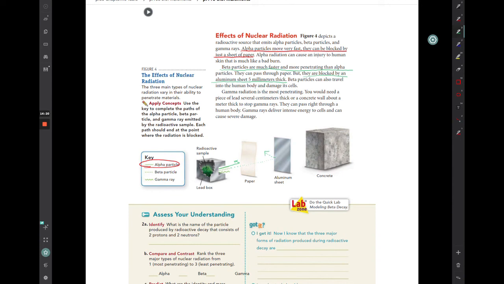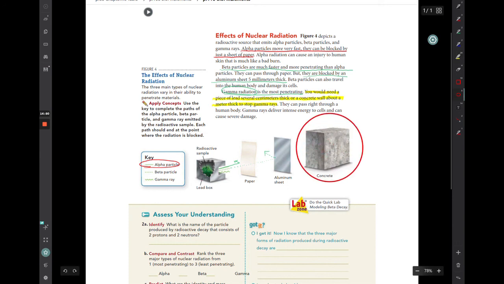Gamma radiation that we just talked about on the last page, however, is the most penetrating. Back when we talked about the electromagnetic spectrum, it's way, way down on the end of the electromagnetic spectrum. This is kind of interesting. You would need a piece of lead several centimeters thick or a concrete wall about 1 meter thick to stop gamma rays. So that means you would need a concrete wall about 3 feet thick in order to stop the gamma rays. They deliver very intense energy to the cells and cause severe damage to the cell itself.